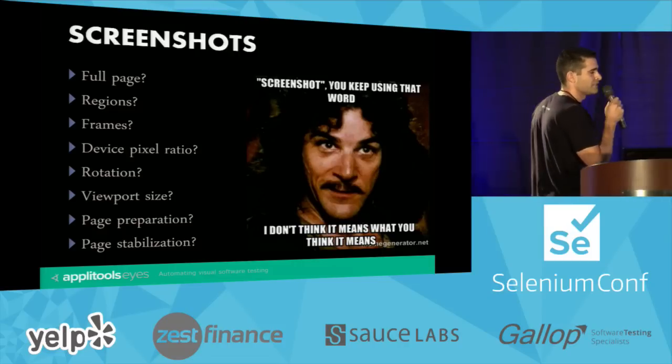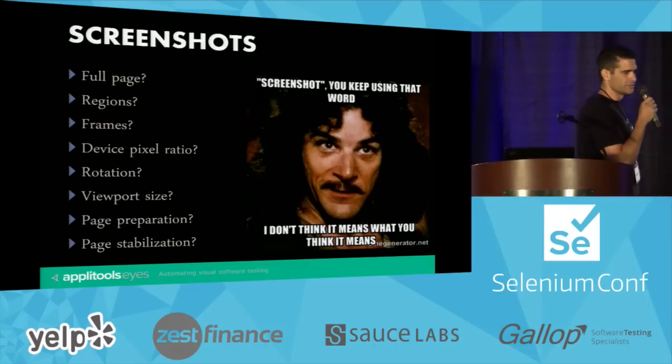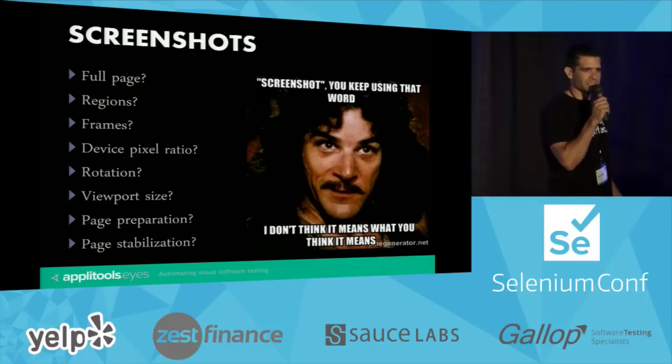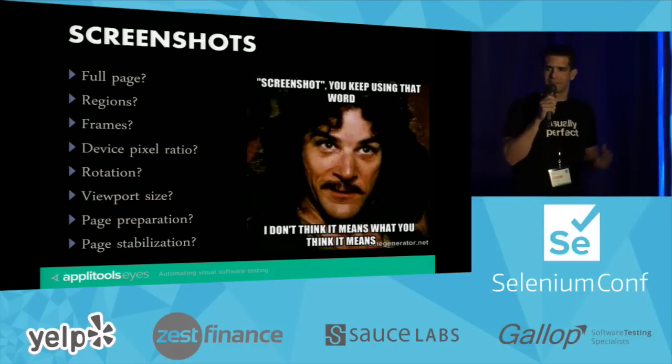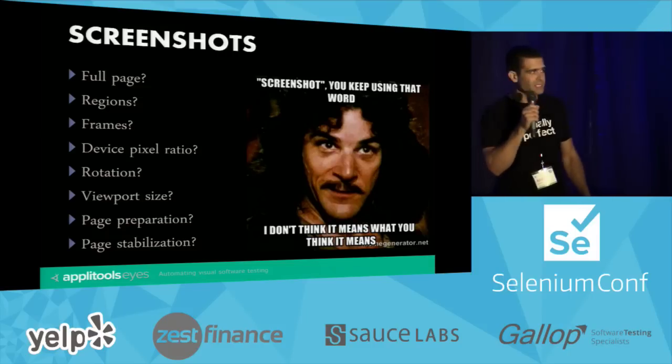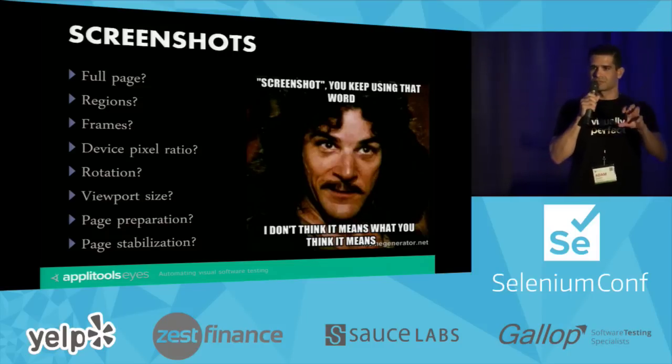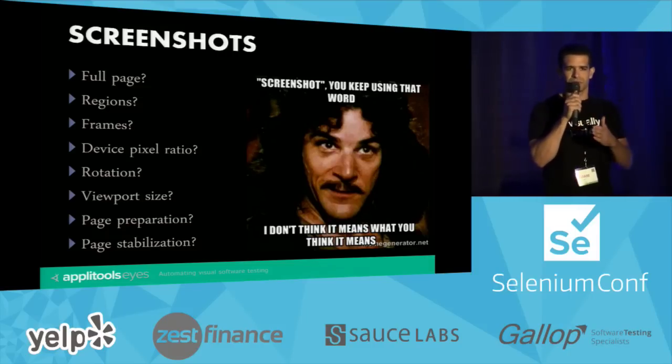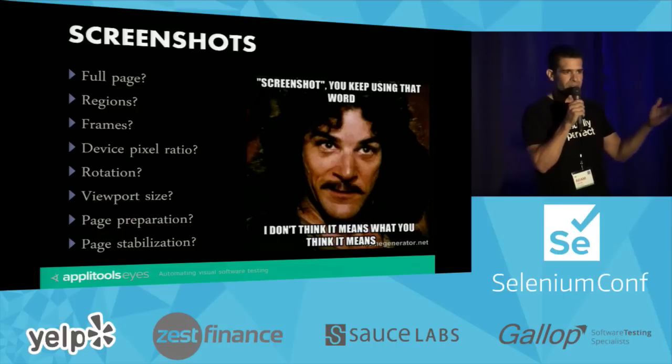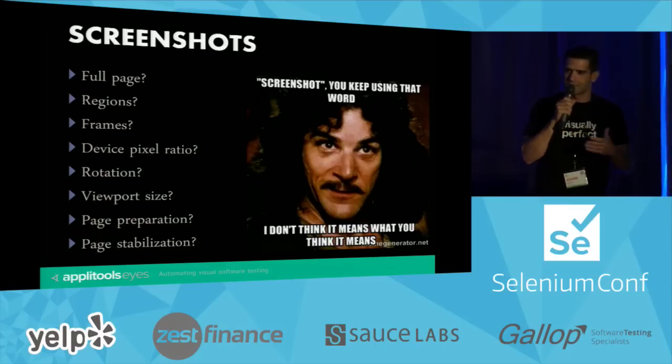There are issues with device pixel ratio. So for instance, if you're running your test on a Mac with a Retina screen, you'll get screenshots that are twice as big as you would expect them to be. Some SDKs will normalize those screenshots to the expected size, so you can still compare them with images from computers without a Retina screen.